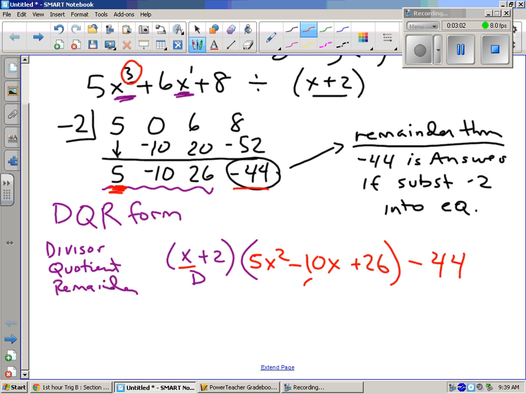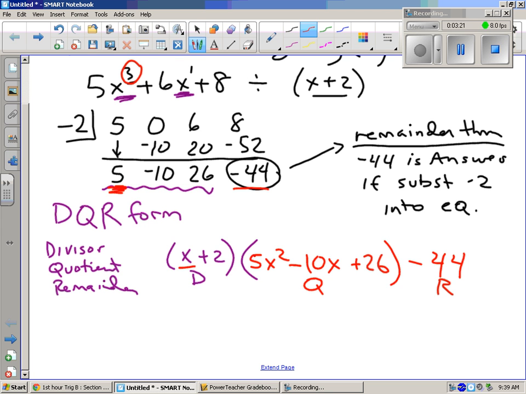So this is the D, this is the Q, and this is the R. So the book doesn't say DQR, that is something that I made up all by myself, but it's an easy way to remember what form we're going to put it in. So you're either going to just say the remainder or you're going to put it in DQR form.